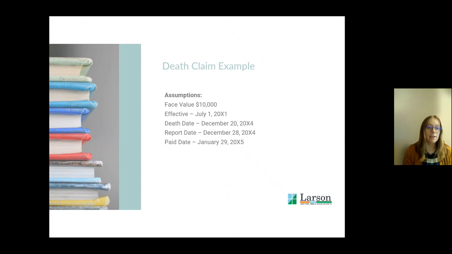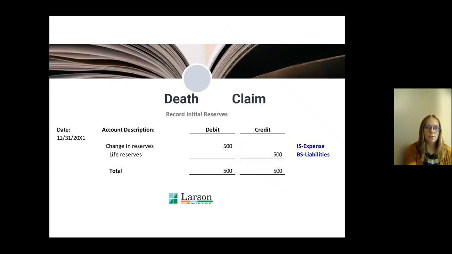The report date, so the date that the death was reported to the insurance company that they found out about it, was December 28th, 8 days later. Then the day that the insurance company paid the claim was January 29th, a month later, after year end. So let's go through the journal entries.